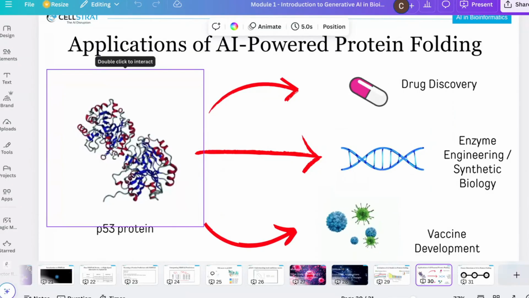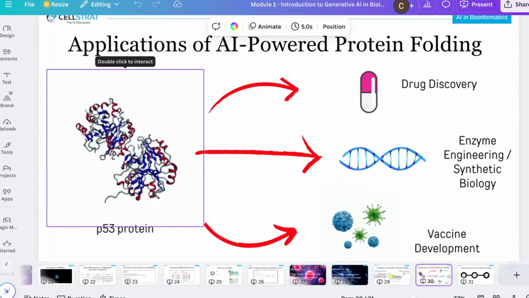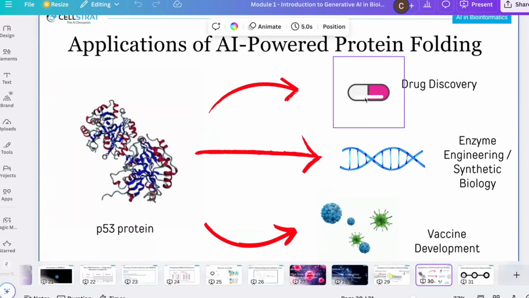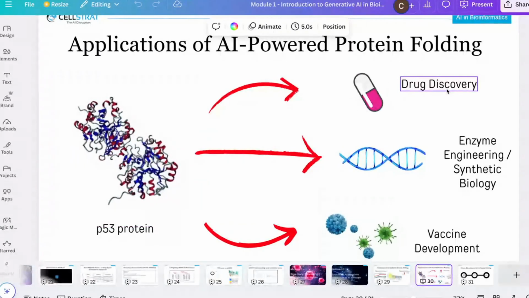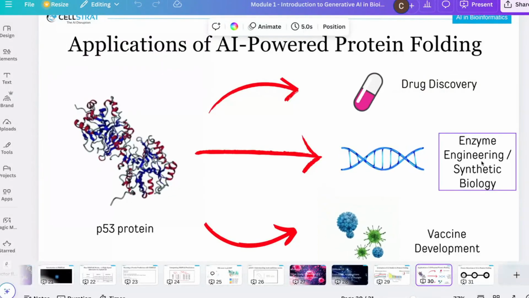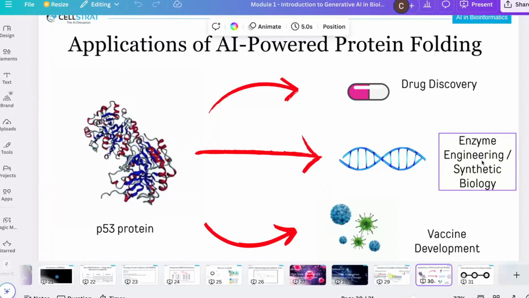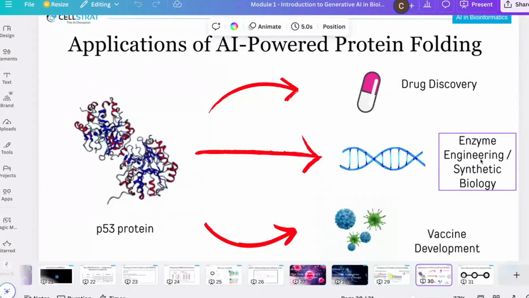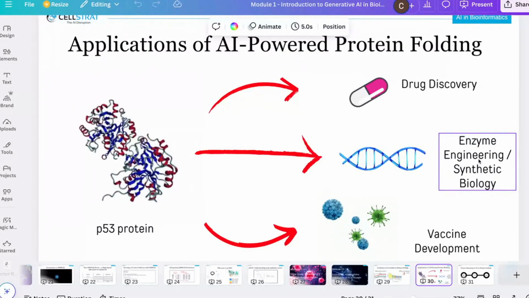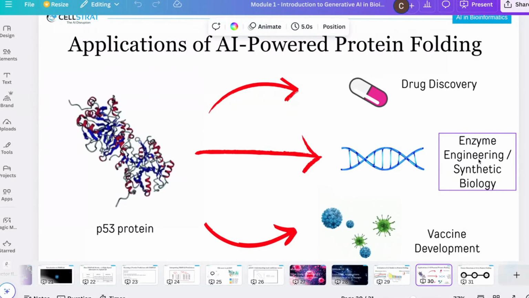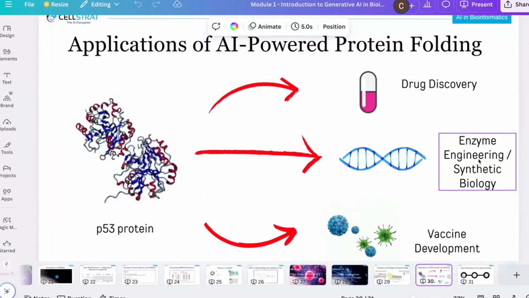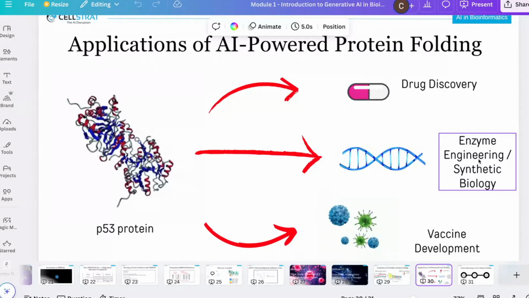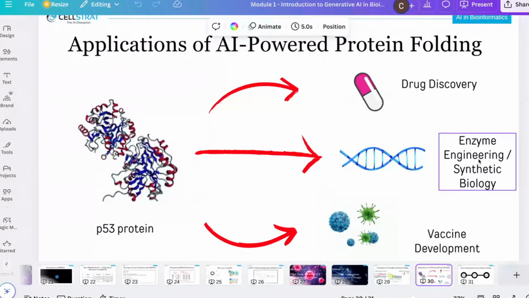So you see P53, this is the cancer-causing protein. This is the 3D structure of the cancer-causing protein. This protein can be assessed for drug discovery, for scientists to look upon, or for enzyme engineering or synthetic biology. This accelerates rational drug design, enabling pharmaceutical companies to screen molecules and optimize hits faster. So, for example, cancer therapeutics targeting P53, and enzyme engineering.